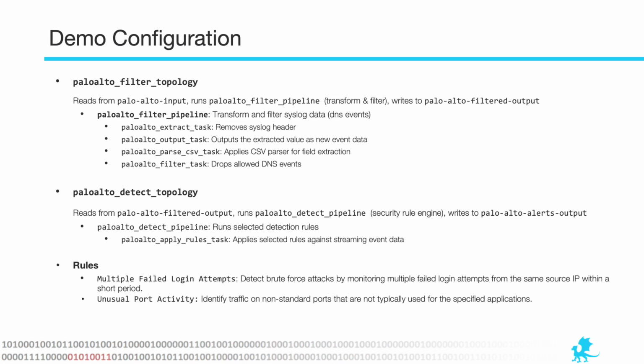The Palo Alto apply rules task applies selected detection rules to the streaming event data, generating alerts based on conditions like multiple failed login attempts and unusual port activity. First, we'll view the user interface and initial topic contents.